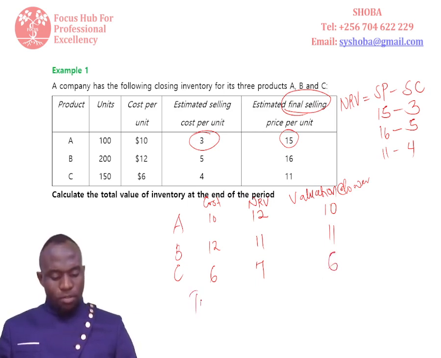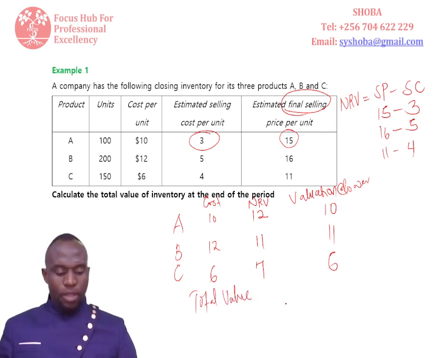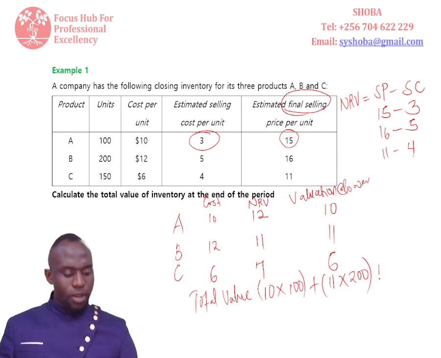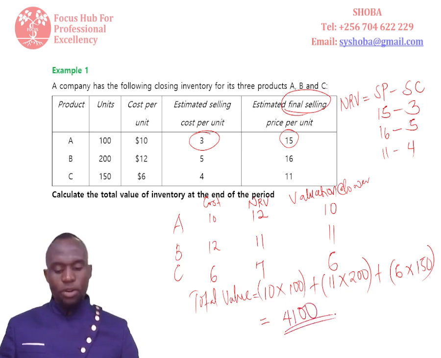So the total value of inventory would be, for A, each unit is valued at 10, but in total we have 100 units. And for B, each unit is valued at 11, and in total we have 200 units. And finally for C, each unit should be valued at 6, and in total we have 150 units. So when we calculate, the total value of inventory is $4,100.